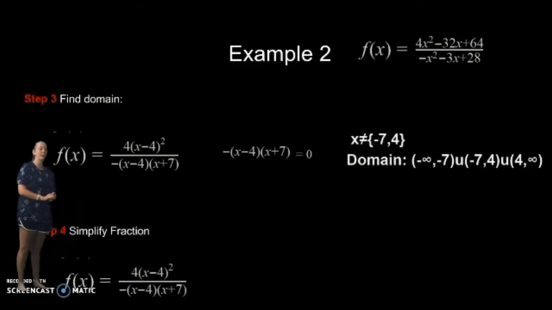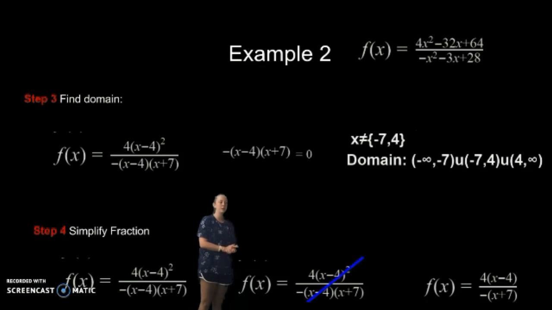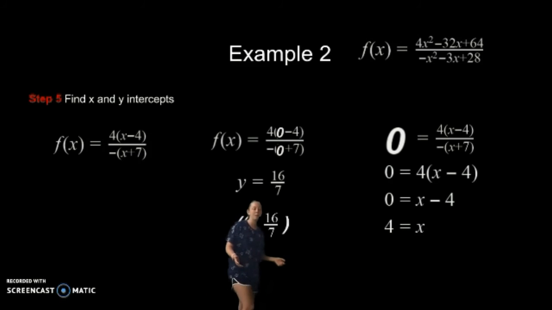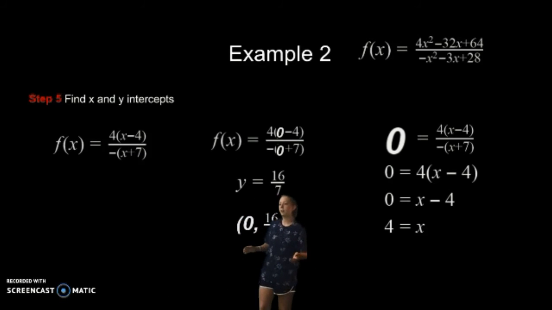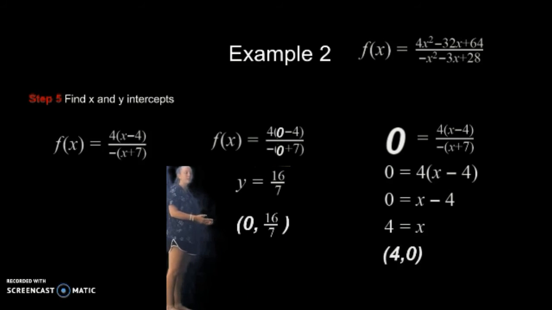Because the numerator and the denominator both have x minus 4 as a factor, they can be crossed out. After crossing out the x minus 4 factor, you still have an x minus 4 factor in the numerator because it was squared before. From the simplified equation, to find the y-intercept, you set x equal to 0, and you will find that it ends up being 16 divided by 7.